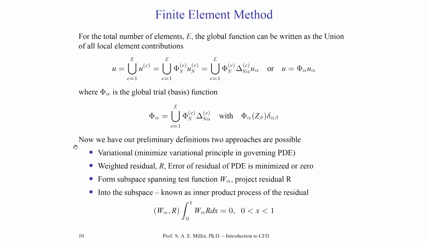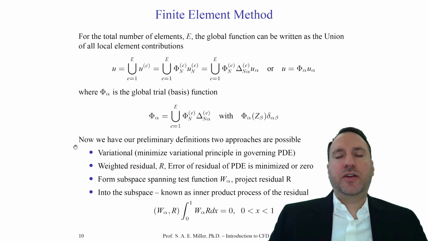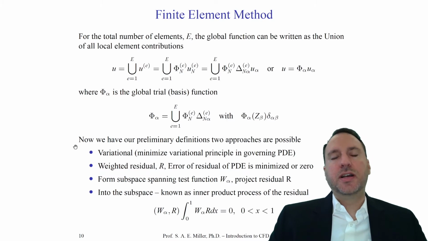So now we have our major preliminary definitions for the 2 approaches which are possible. And there's 2 major ways to formulate finite element methods. The first is called the variational method, which minimizes some principle of the governing equations. The second is called weighted residual. You should always know which type of method your finite element solver is using. The second method, the weighted residual, will try and minimize the error of the residual of the PDE. And we'll talk more about residuals later in this numerics part of the class.